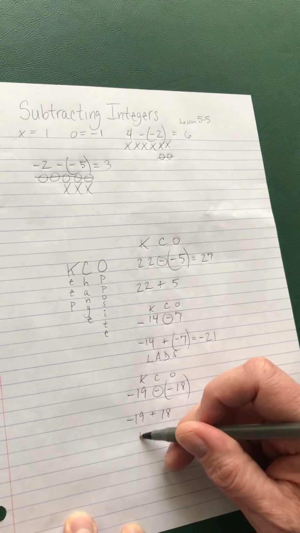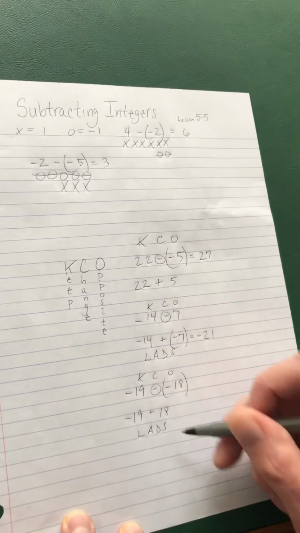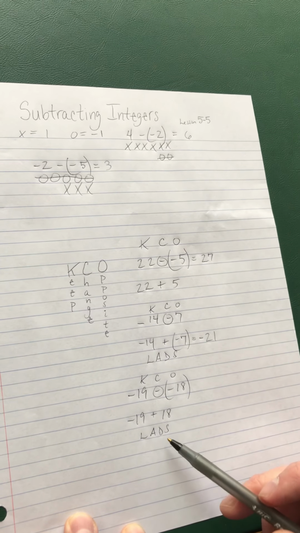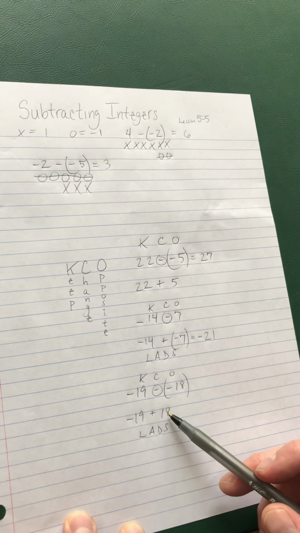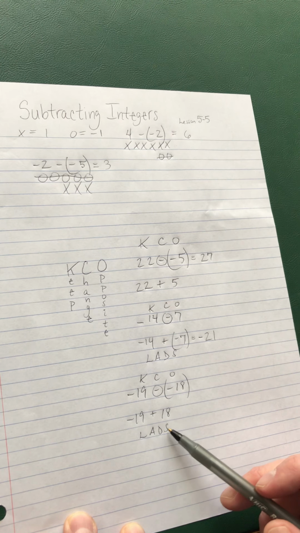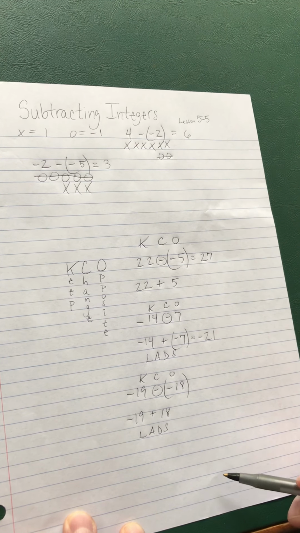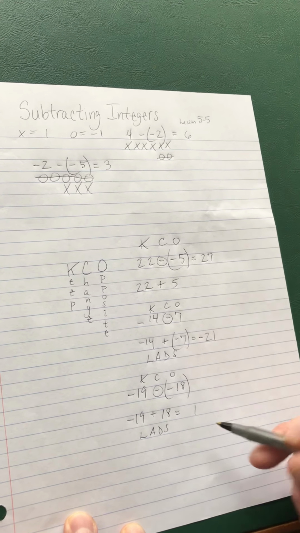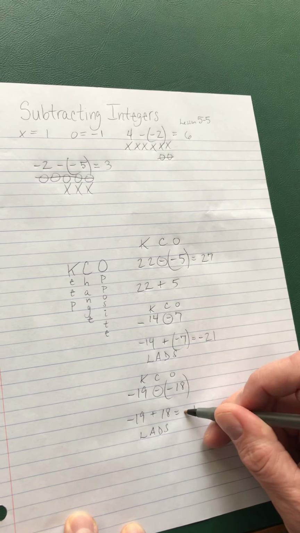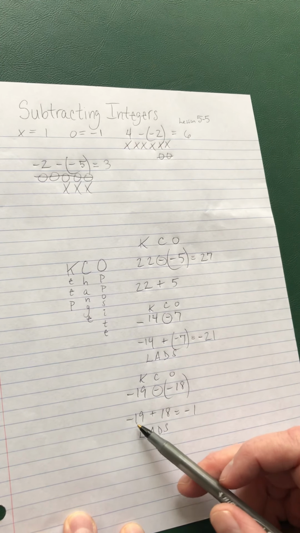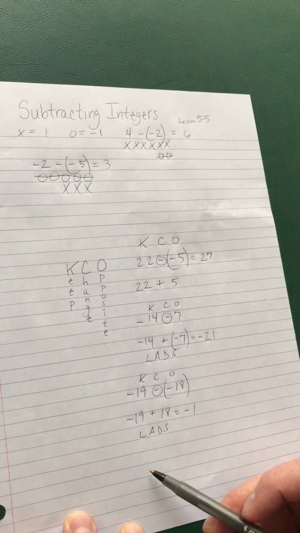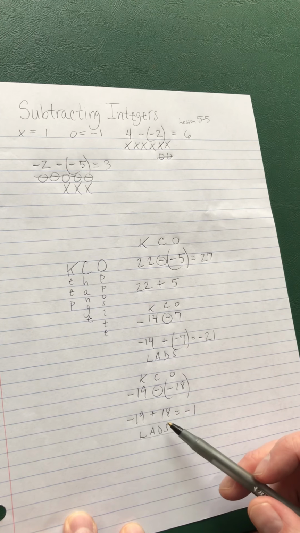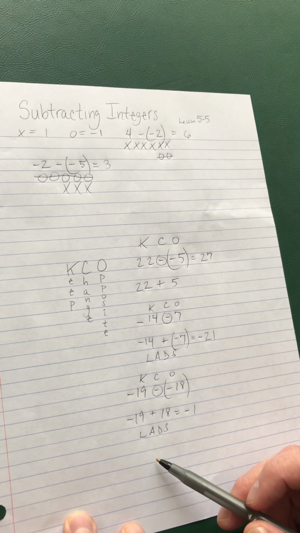So busting out our LADs again, right? First integer is negative, second integer is positive, so they're different, so we're going to subtract. Again, technically speaking, we're subtracting the absolute values. 19 minus 18 is 1, and then our answer is going to be negative 1 because we've got more negatives than we do positives, or the negative integer has a greater absolute value than the positive integer.